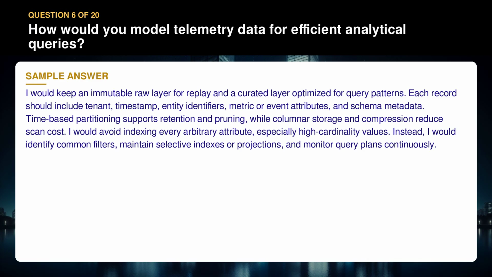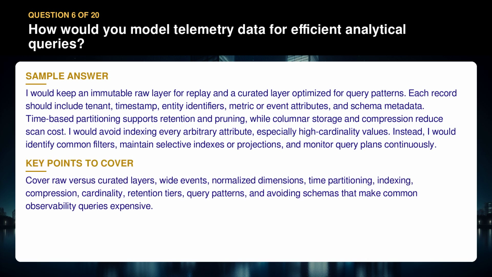I would avoid indexing every arbitrary attribute, especially high cardinality values. Instead, I would identify common filters, maintain selective indexes or projections, and monitor query plans continuously. Cover raw versus curated layers, wide events, normalized dimensions, time partitioning, indexing, compression, cardinality, retention tiers, query patterns, and avoiding schemas that make common observability queries expensive.